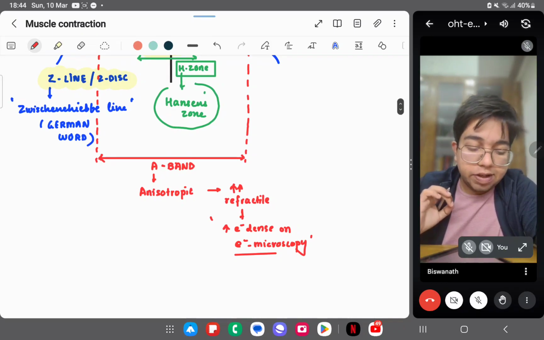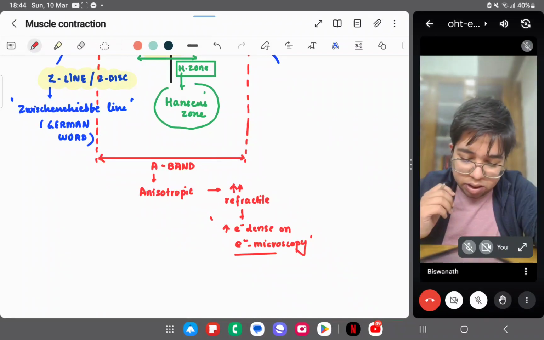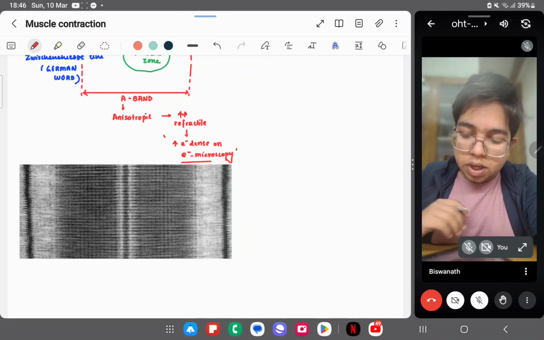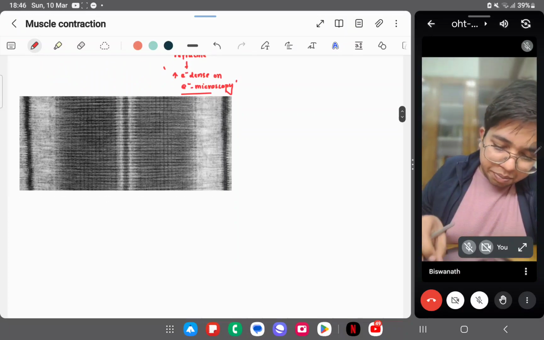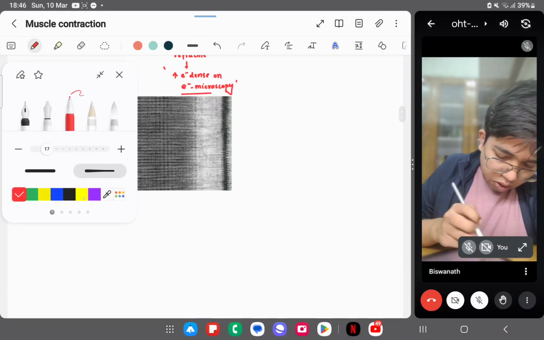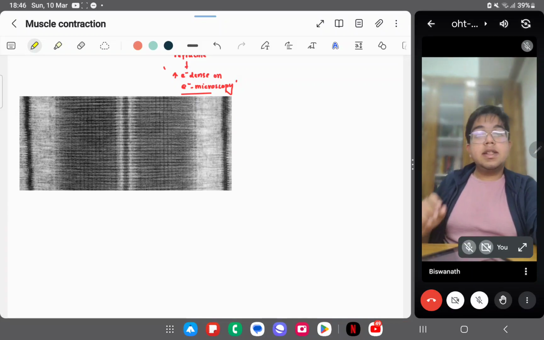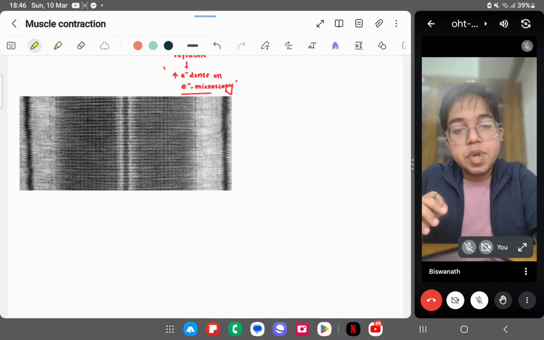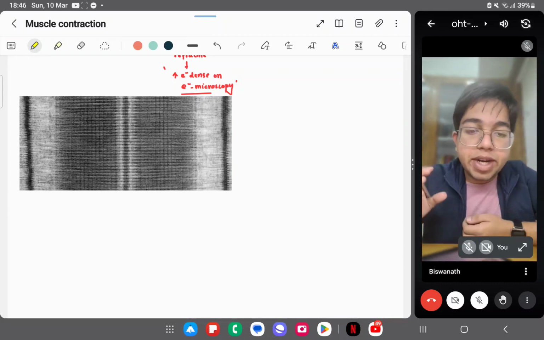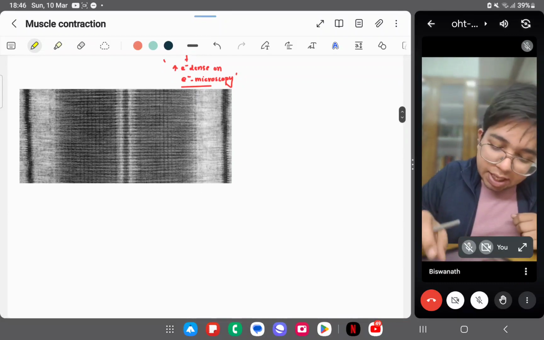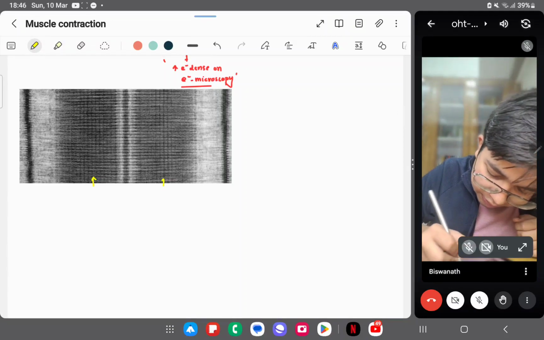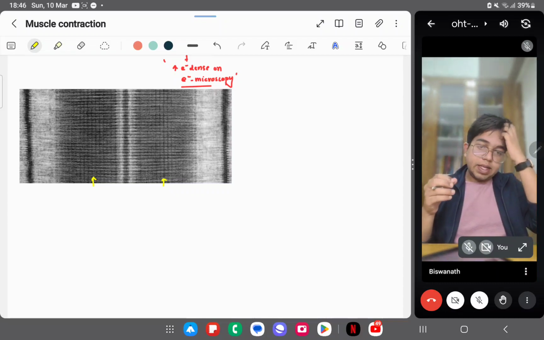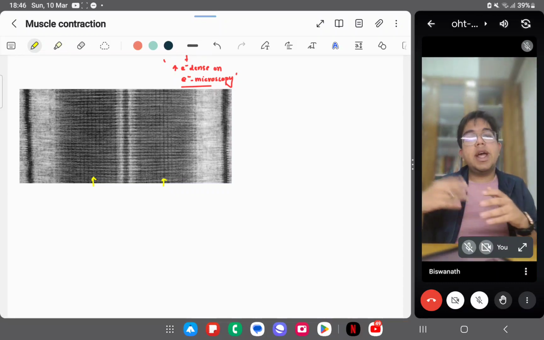If time permits, I will show you an electron microscope picture. Just give me a minute. I will bring a picture here. Yes, so now you can appreciate. This picture is the electron microscopic description of a sarcomere. You can see there are some dark areas and some lighter areas as well. The dark areas are the areas where there is more electron density, that is, more anisotropism is present.